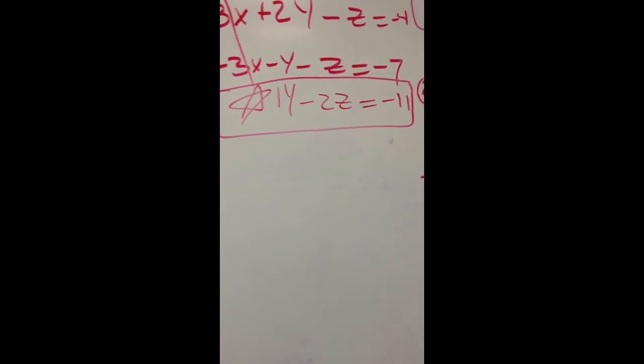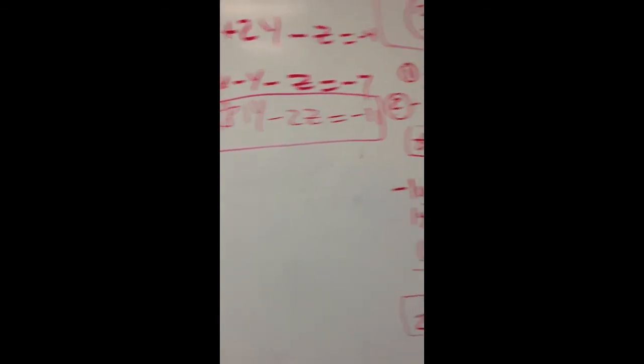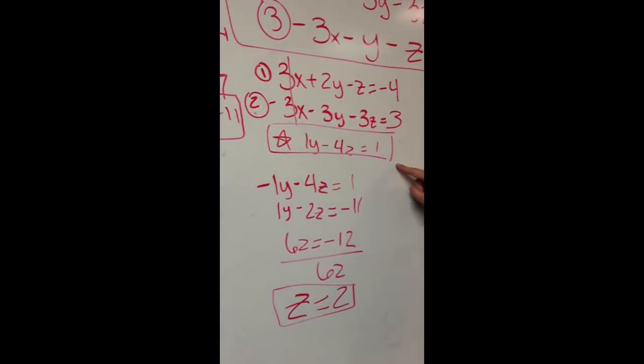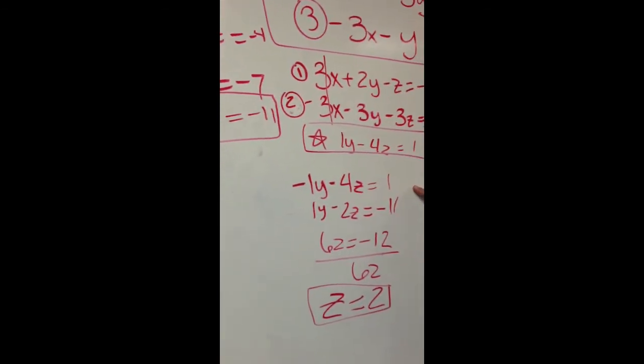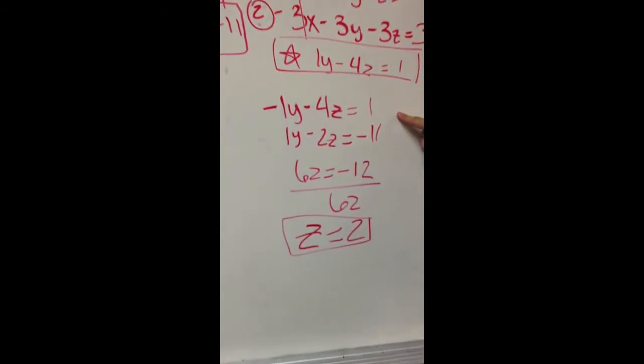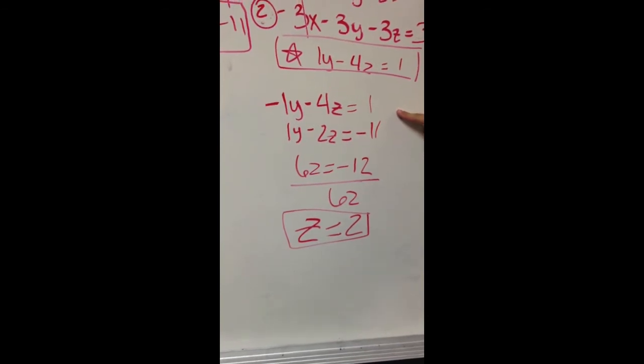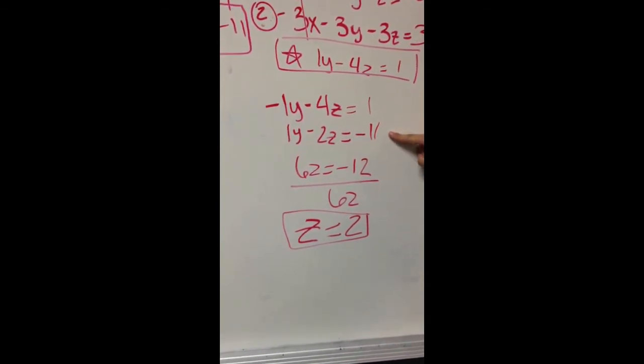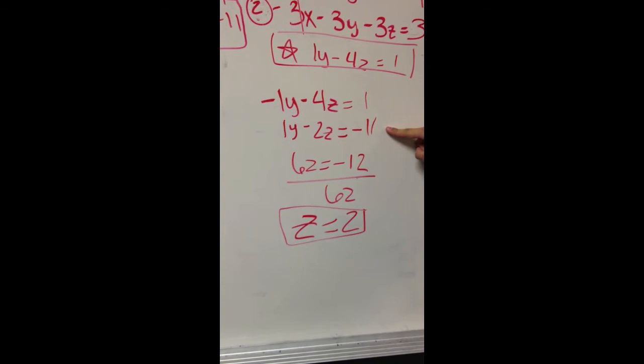Whatever you got on your last two equations, you're going to want to star them, and then write out an equation for both of them. It'd be -1y minus 4z equals 1. Then the other one would be 1y minus 2z equals -11.